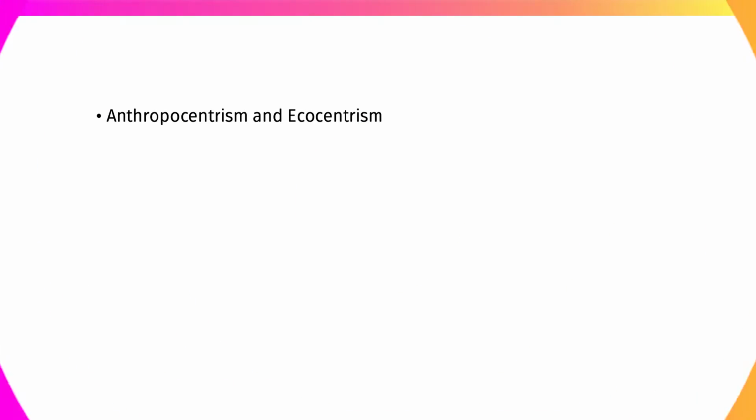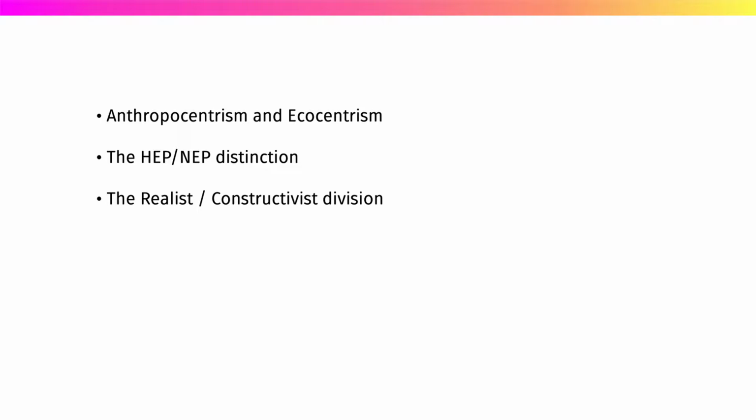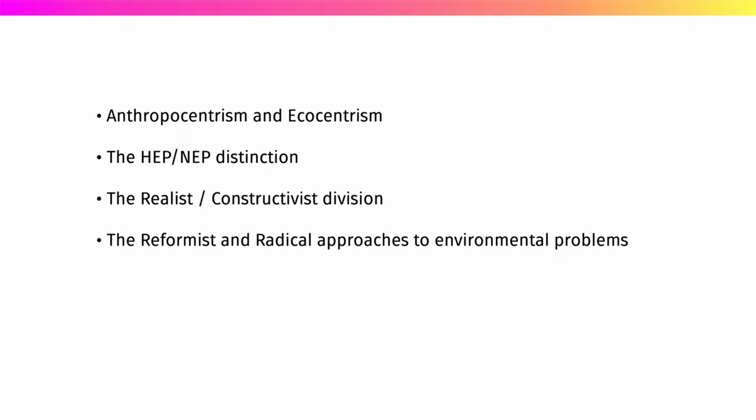Before engaging with environmental issues, it's important to understand how we define, value, and expect action on environmental problems. Now we'll address some key divisions within environmental sociology: anthropocentrism and ecocentrism, the HEP-NEP distinction, the Realist Constructivist division, and the reformist and radical approaches to environmental problems.